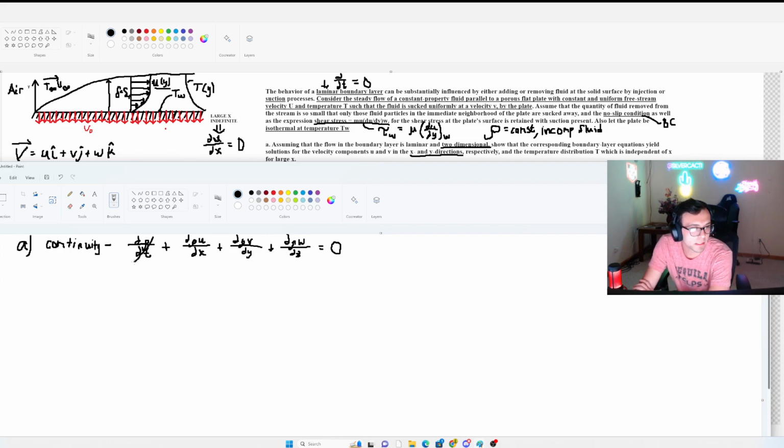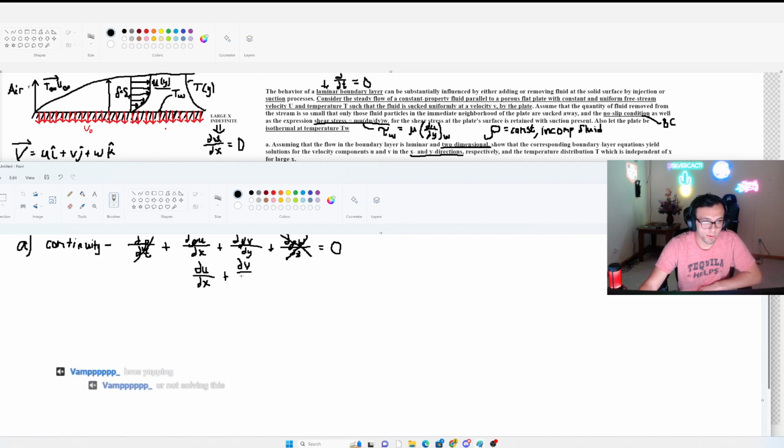So this could be canceled out because of the laminar flow. And since V is constant and density is constant, we can just bring density out, cancel it out and divide it out. We also are in 2D, so we can cancel out that. And that just leaves us with partial u over partial x plus partial v over partial y equals 0. That's the first equation.